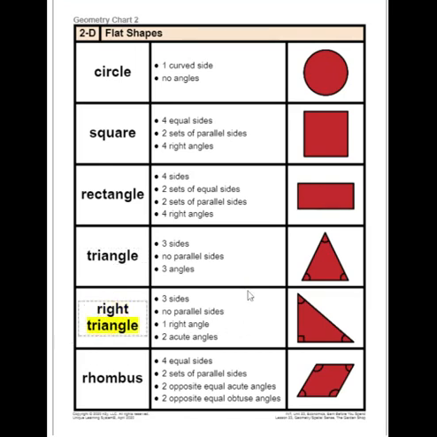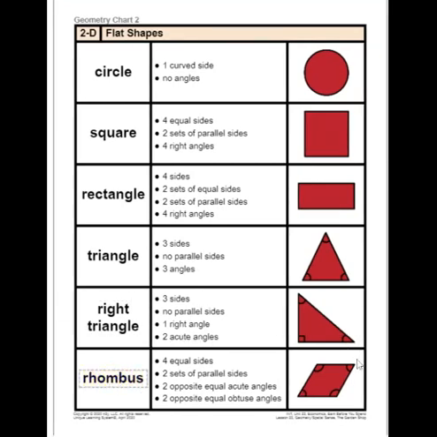Right triangle. This is called a right triangle. It also has 3 sides because it's a triangle, 1, 2, 3. There are no parallel sides because they all meet at a point. It has 1 right angle, if you can see right here. It makes a perfect right angle that makes this square edge right here. And then two acute angles, or small angles. They're narrow, they're small.